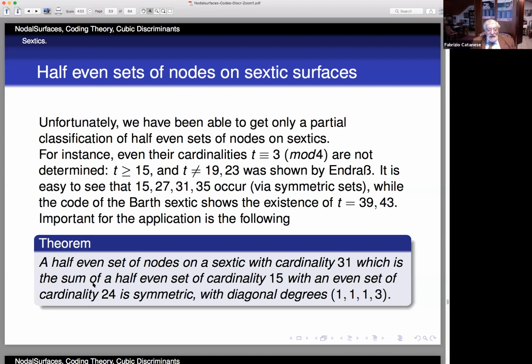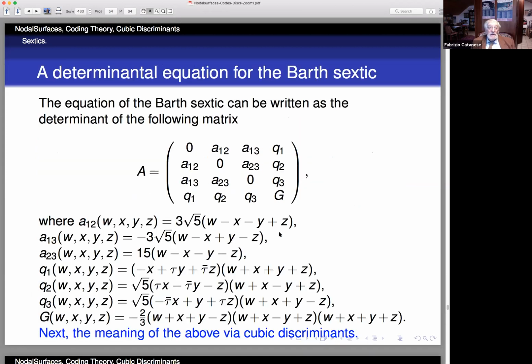But there is a case: we can say that a half-even set of nodes with cardinality 31, which is the sum of a half-even set of cardinality 15 with an even set of cardinality 4, is symmetric. So it corresponds to the description of the surface as the determinant of a matrix of forms with diagonal entries of degree 1, 1, 1, 3. And here, Yonghwa Cho found an explicit description of the Barth sextic as a determinant of a matrix. Here is a 3 by 3 matrix of linear forms. These are quadratic forms. And here is a cubic form.